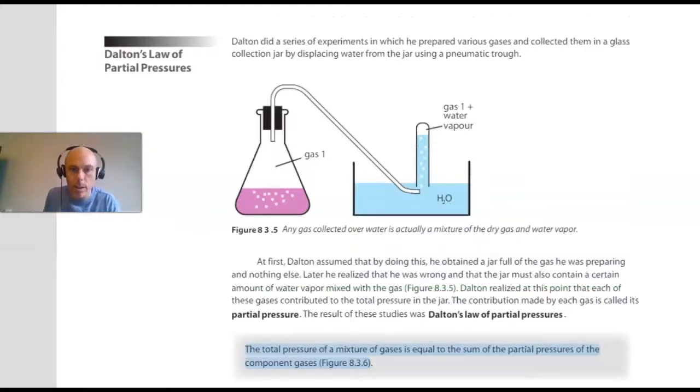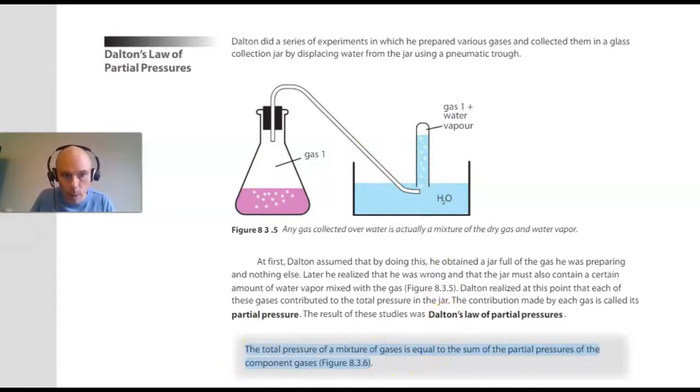I'm on page 490 of the ebook, looking at the section titled Dalton's Law of Partial Pressures, seeing once again this diagram of how a gas can be collected in a gas collection tube, and that gas collection tube won't just have that gas in it, but some water vapor as well. We're going to solve a problem here involving a setup like this.